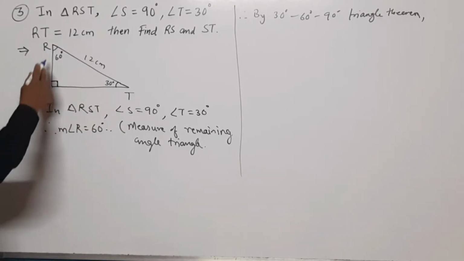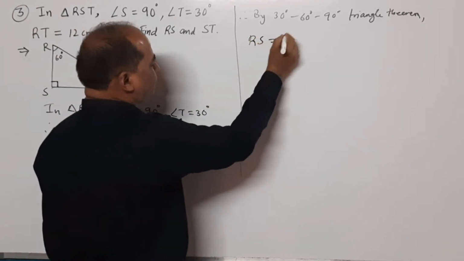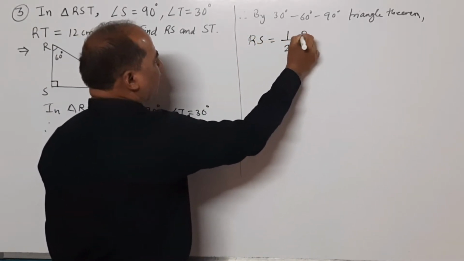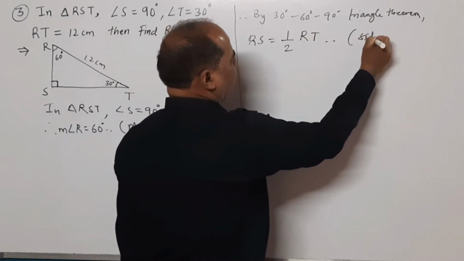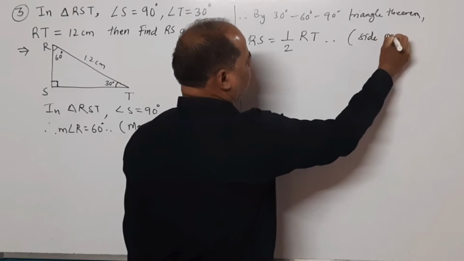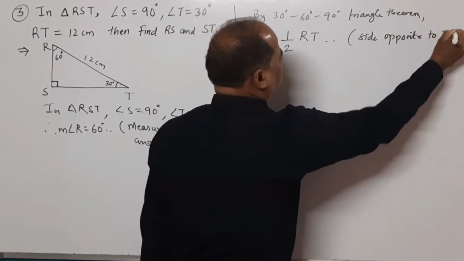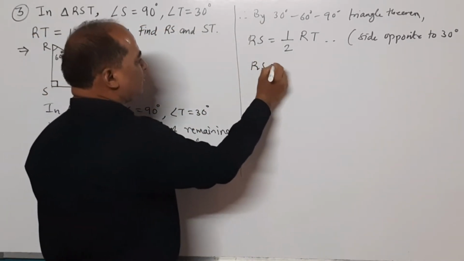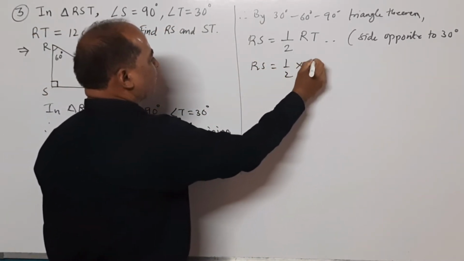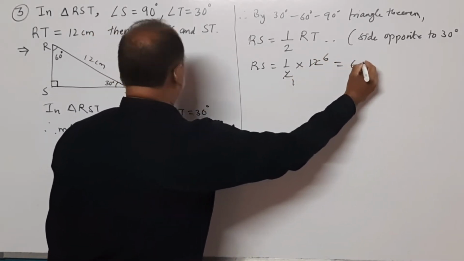So here RS is equal to half the length of the hypotenuse, that is RT. The side opposite to 30 degrees is half the length of the hypotenuse. So RS is equal to 1 upon 2 times RT, which is 12, so 2 sixes are 12, that is 6 centimeters.